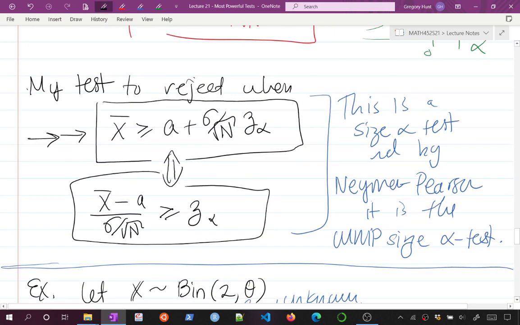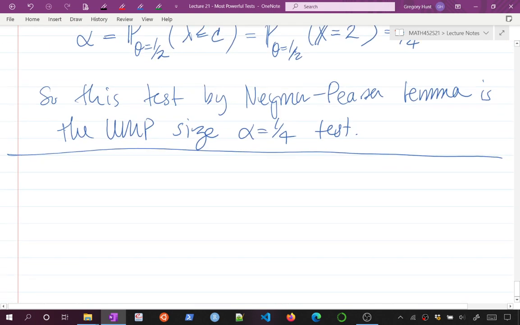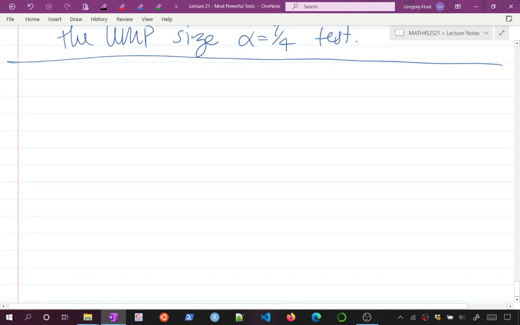If we go back up to our normal example, our test ultimately involved x bar. X bar is a sufficient statistic, and so it turns out that the LRT is, in this case, a function of a sufficient statistic. You can phrase the test as a thresholding of a sufficient statistic. And that is always true: every likelihood ratio test is a function of some sufficient statistic. So let's just write that down as a theorem.